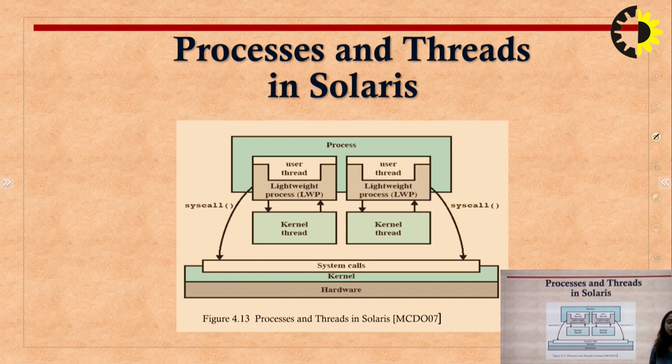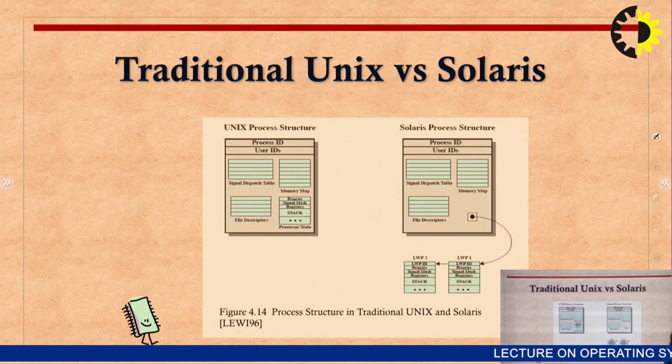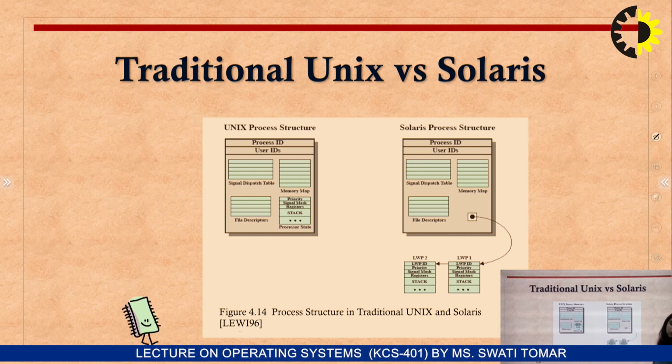Now, here you can see processes and threads in Solaris. Now, this is your process. There are lightweight processes, a user thread, this is a kernel thread, and this is your system call which is being made by the process. Okay? And then there is the kernel and then there is hardware. This is your traditional Unix and this is your Solaris. Process structure in traditional Unix and Solaris is there.